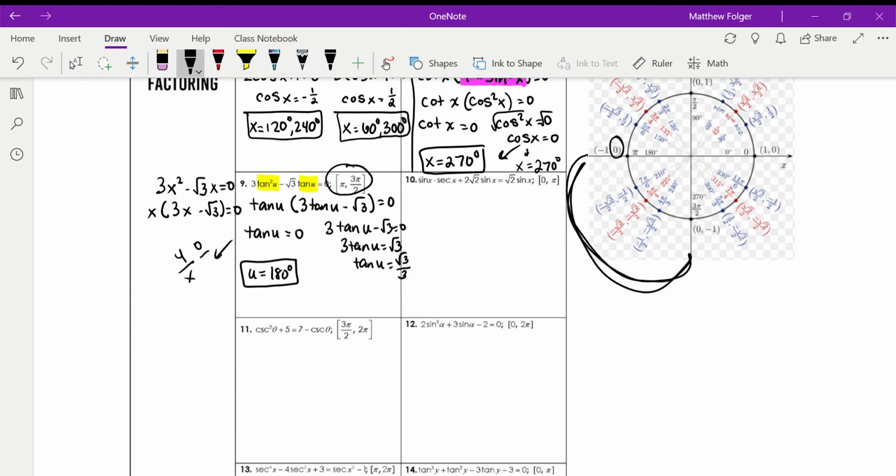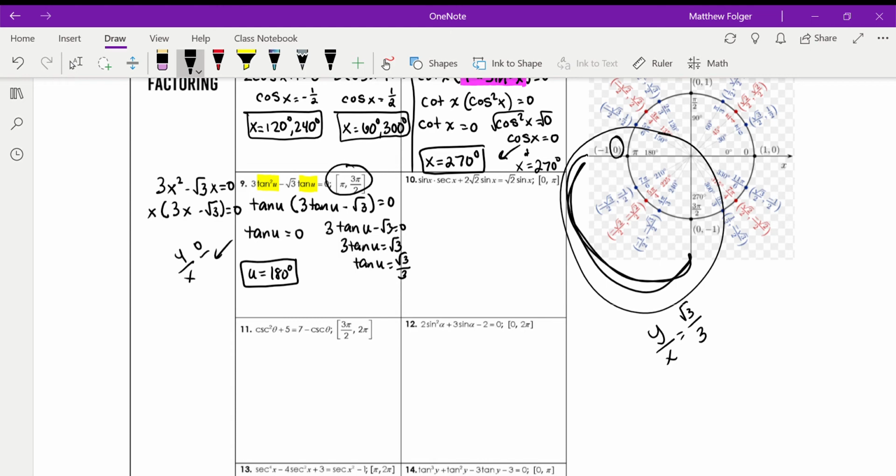Now the second one, we want square root of 3 over 3. Now this one's going to be a little bit challenging, but let's only look in this quadrant. Right, we want y over x to be square root of 3 over 3. Now, let's think about this.